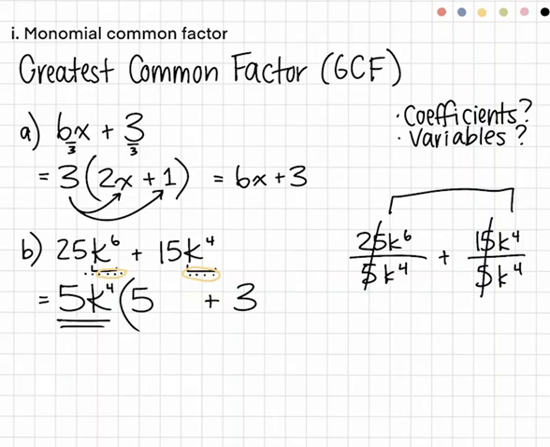So what I have left here is 6 minus 4, which is k to the 2. And then I have k to the power of 4 and 4 minus 4, so that cancels out. That's my final answer. You've just factored that. Let's try one more with variables in it as well so we can pull out the greatest common factor.